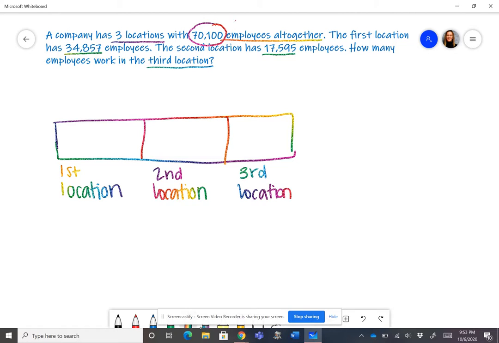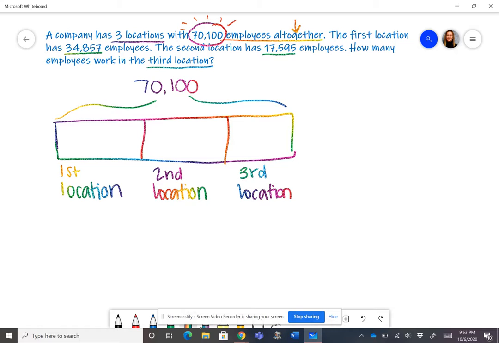Going back, I notice here that I knew how many employees altogether. That's my in all. So I'm going to write that number up here as I know this is how many it is going to equal to.